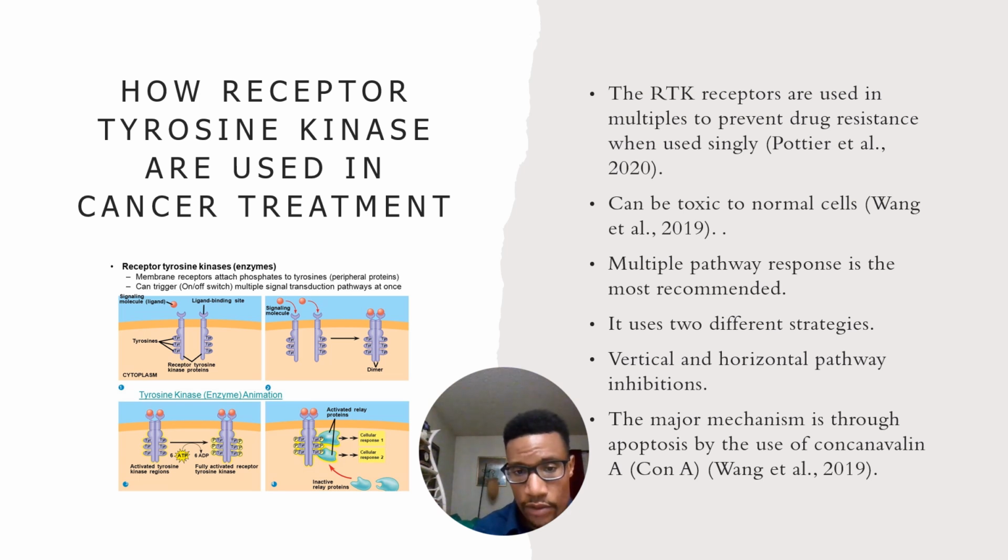So how are receptor tyrosine kinases used in cancer treatment? Well, the receptor tyrosine kinase inhibitors are used in multiples to prevent drug resistance when used singly. It can be toxic to normal cells. Multiple pathway response is the most recommended. It uses 2 different strategies, vertical and horizontal pathway inhibitions. The major mechanism is through apoptosis by the use of concanavalin A, Con A.